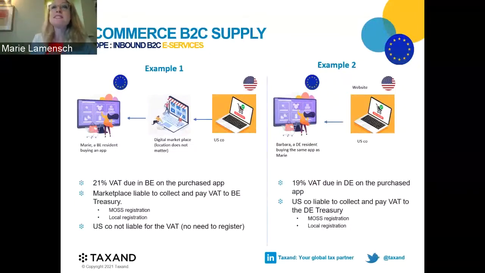What is relatively new is the fact that if a marketplace intervenes in the supply, then the marketplace is liable. And that only exists since 2015. I guess it's a major relief for the sellers, because if they don't do the direct sale and go through a marketplace, they're not liable for the VAT.